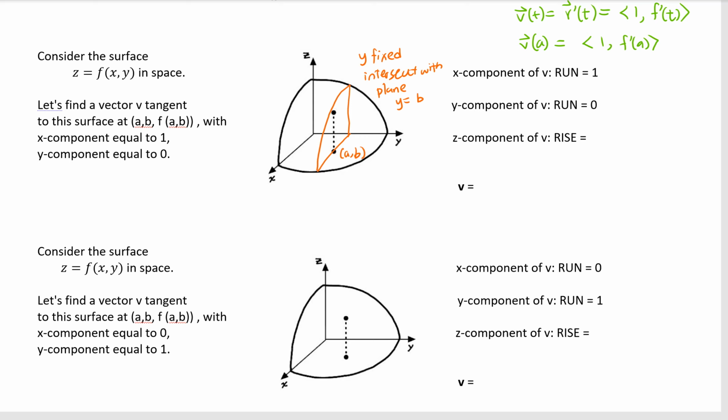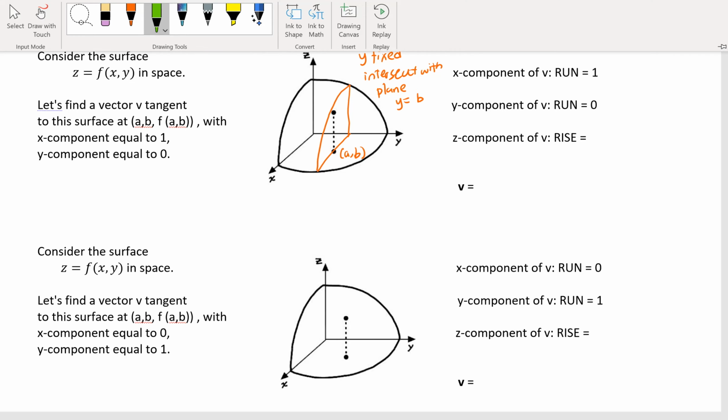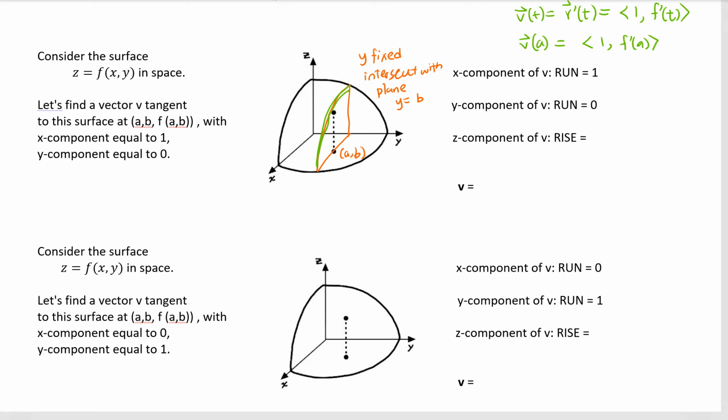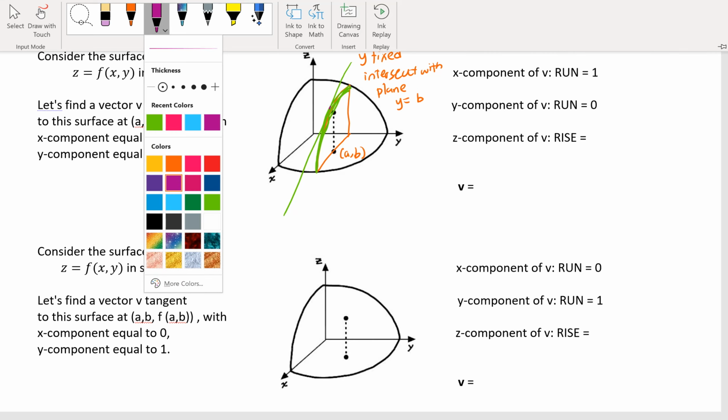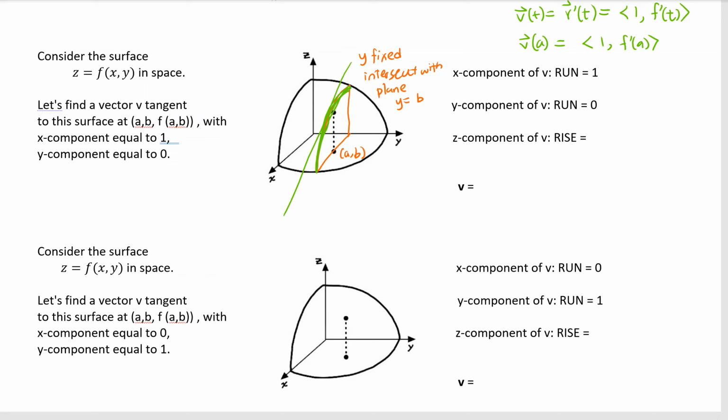So when we intersect it, we get a curve. So we get this curve when we intersect the surface with the plane y equals b, right? And this curve has a tangent line, right? So we want to find a vector v that is in the direction of this tangent line. So v is right here. So this is v.